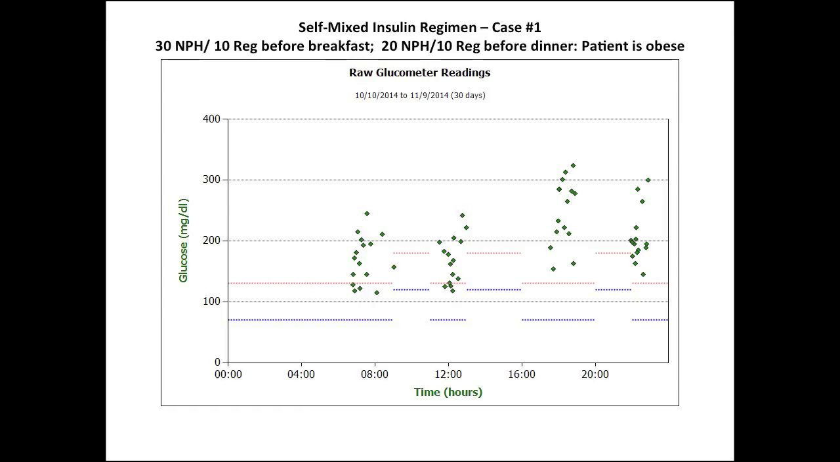So this is a self-mixed insulin regimen on 30 of NPH in the morning and 10 of regular before breakfast, and 20 of N and 10 of regular before dinner, and the patient's obese. So you all have 30 seconds now to determine how you're going to adjust these insulin doses.